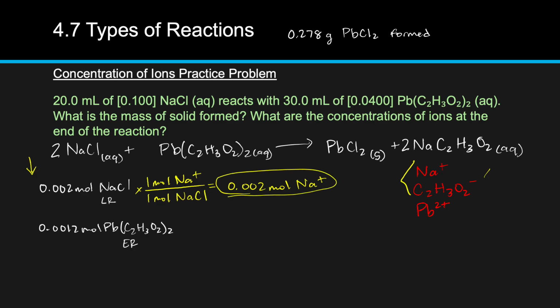Then for our other one, our acetate ions, again, I can use my reactant that I already have the moles of. In 1 mole of PbC2H3O22, I have 2 moles of acetate ions. So that means I'm going to have 0.0024 moles of acetate.